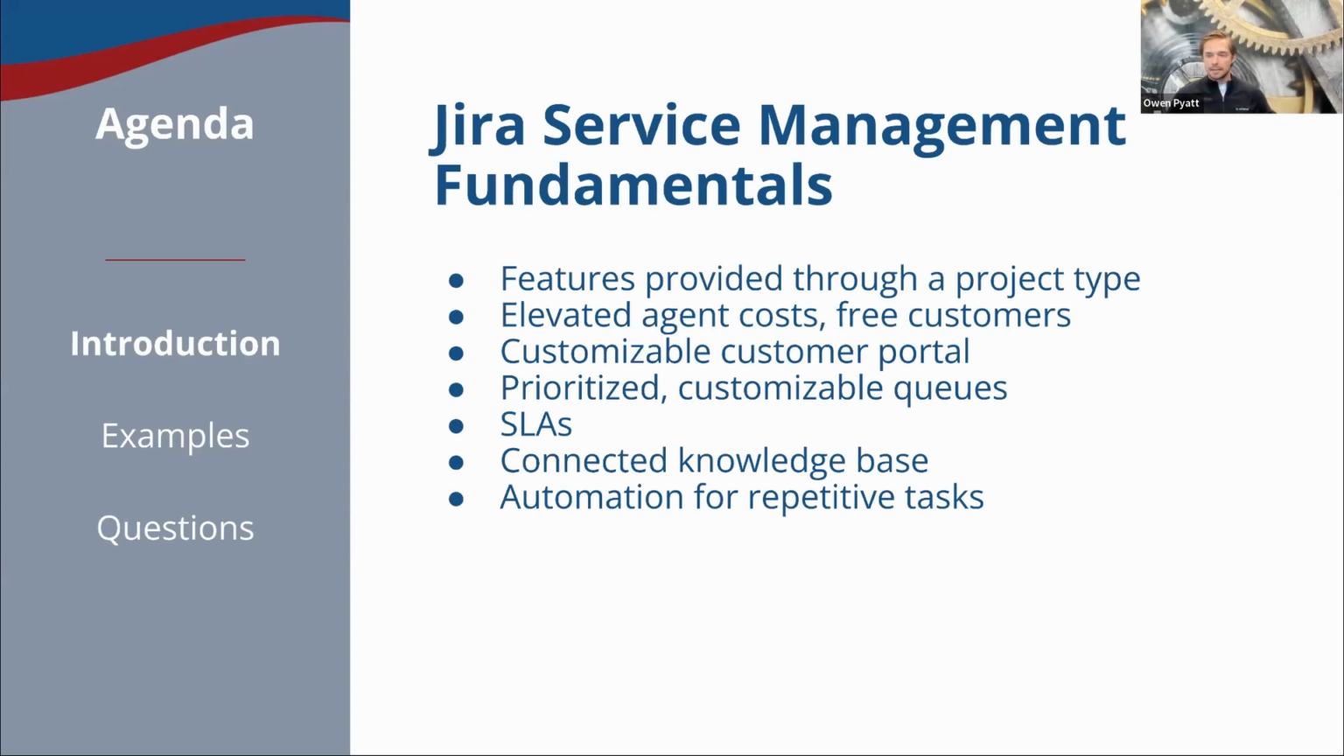It's pretty action-packed. In the fundamentals webinar, we talked through features provided through a specific project type, that project type being a service project. We talked about something that makes JSM really unique, which is the ability to have an unlimited amount of free customers. Another word we like to use for customers is requesters. So obviously there is an elevated agent cost. The JSM license itself is a little bit more expensive than a Jira Software license, but you get the functionality of having unlimited free customers. So a really cool feature there that was talked about last week.